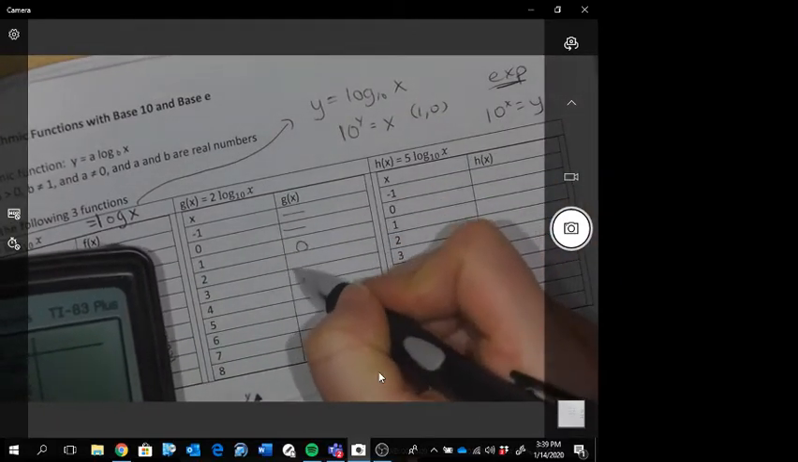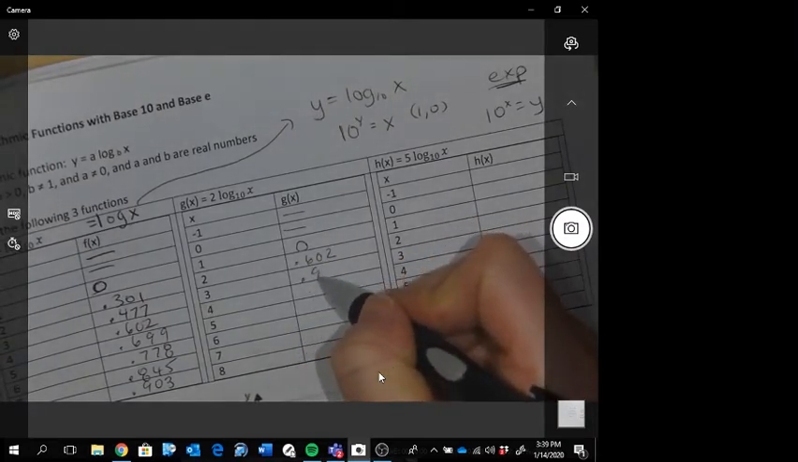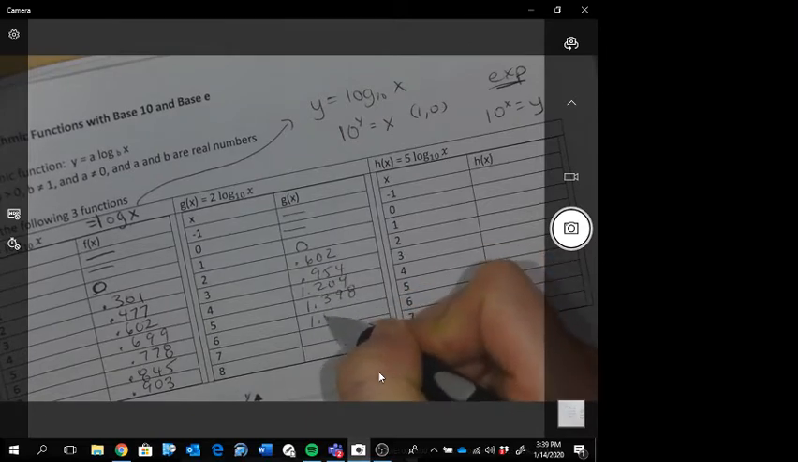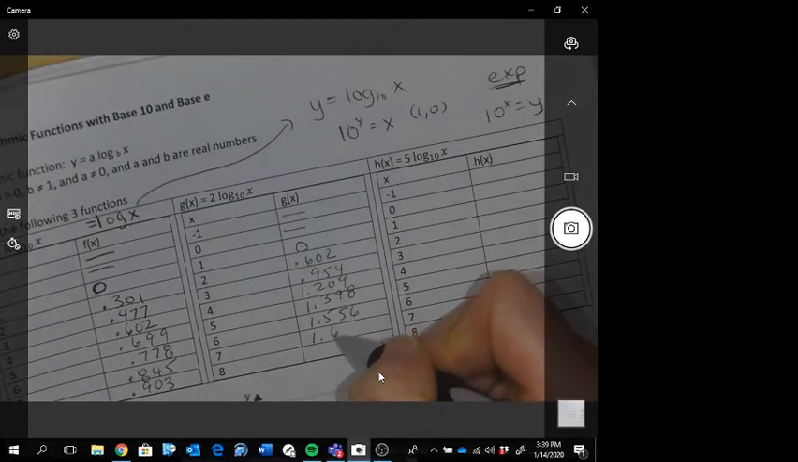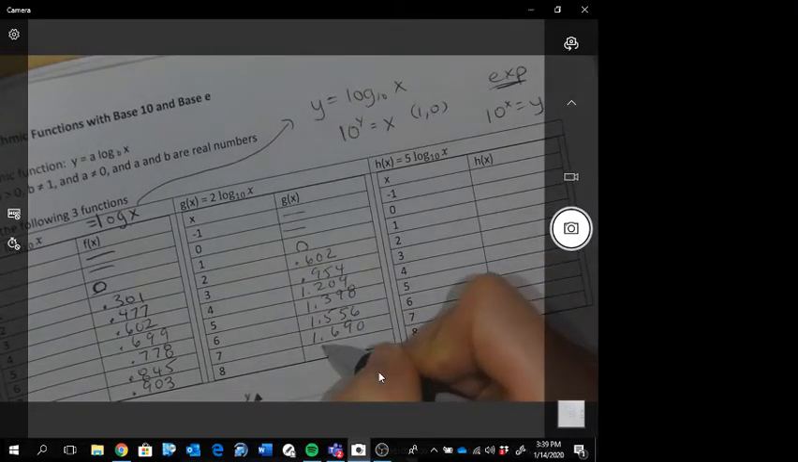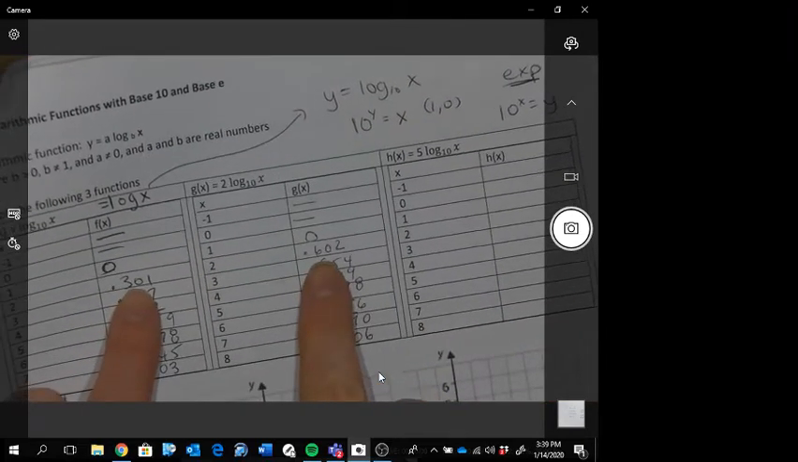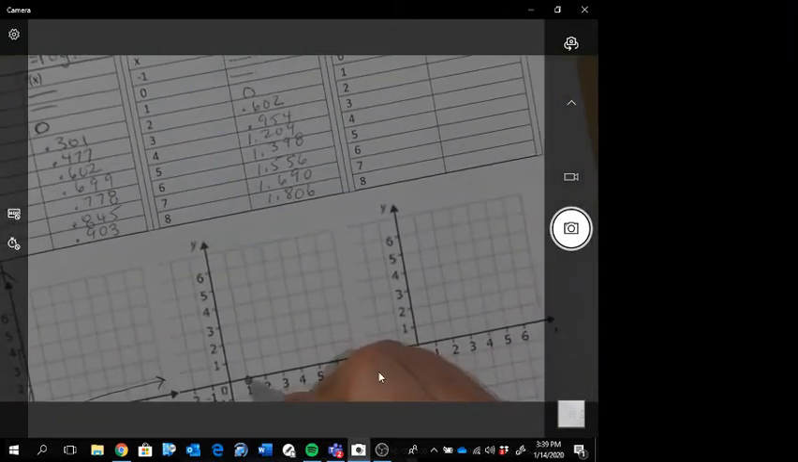1 is still 0, but now this is 0.602, 0.954, 1.204, 1.398, 1.556, 1.690, and 1.806. So looking at this, it doubled the height. So it is vertically stretching it out by 2.